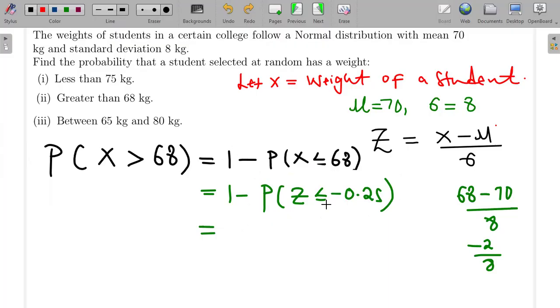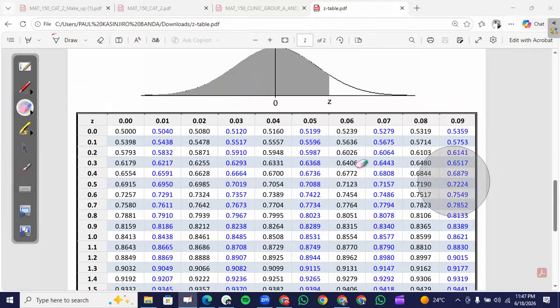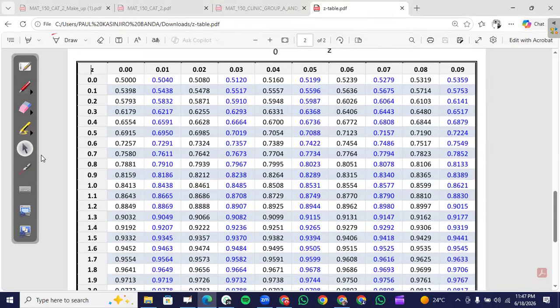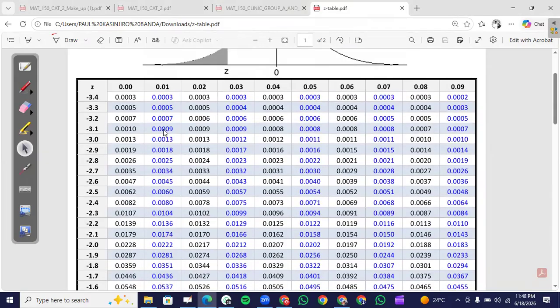I'm going to do both so that you see that it works. Let's go first with the first one. This will be 1 minus the probability that Z is less than minus 0.25. Now the table that I have here is for positive z-scores. You can see positive, positive, positive. On top of this, I have the negative z-score table, which is this one here. Remember we are finding the probability that Z is less than or equal to minus 0.25. It doesn't matter if you write less than or less than or equal to.